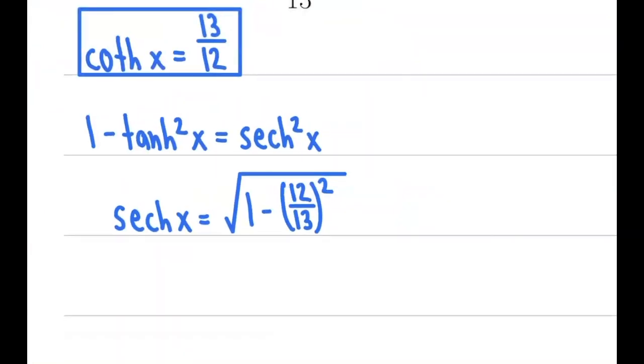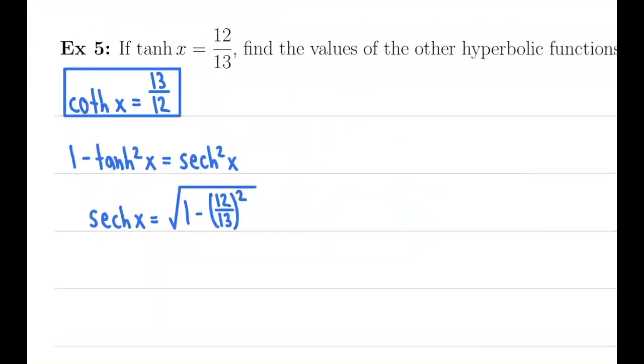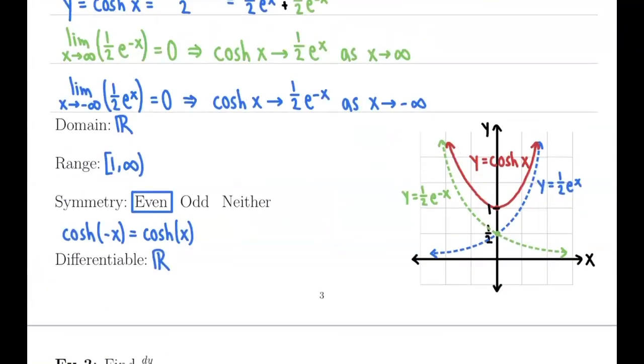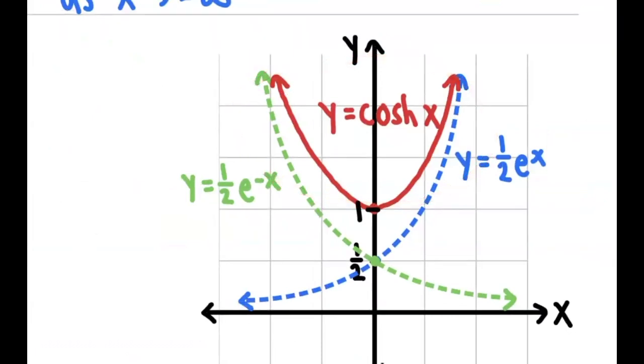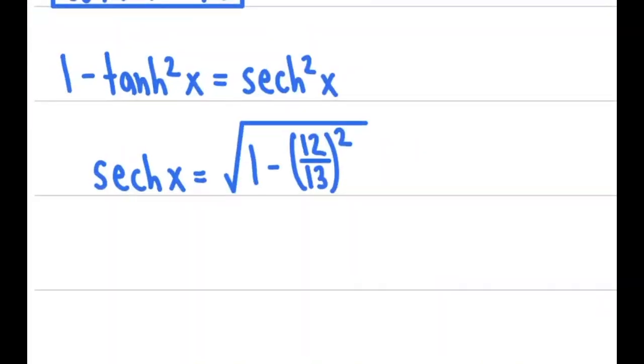And we actually just do plus because if you look at the graphs, we know that cosh is always positive. It's always above the x-axis. So sech, which is the reciprocal of cosh, is also going to be always positive. So you don't put plus or minus. It's just going to be plus.